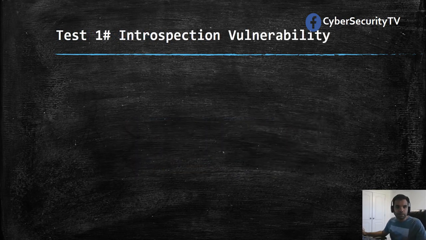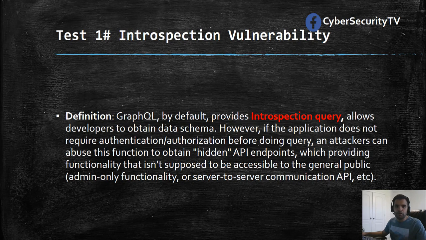Now, one of the first tests you want to do when you come across GraphQL is the introspection vulnerability, and it is called the introspection query. By default, the introspection query allows developers to obtain the data schema. For every MySQL database, you have a schema, and similar to that it provides you the schema details of the backend database. However, if the application does not require authentication or authorization before doing the query, an attacker can abuse this function to obtain hidden API endpoints, which provide functionality that isn't supposed to be accessible to the general public.